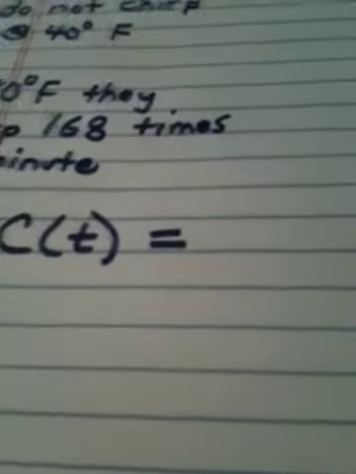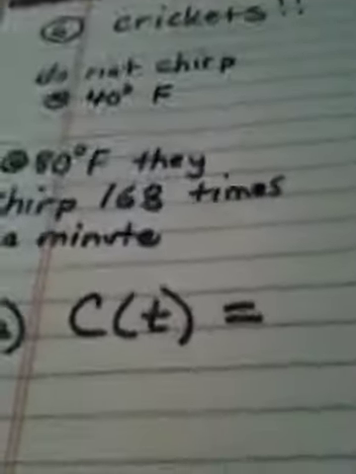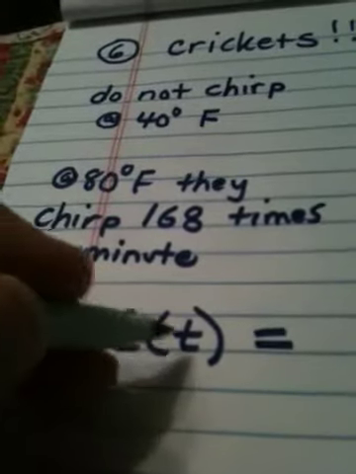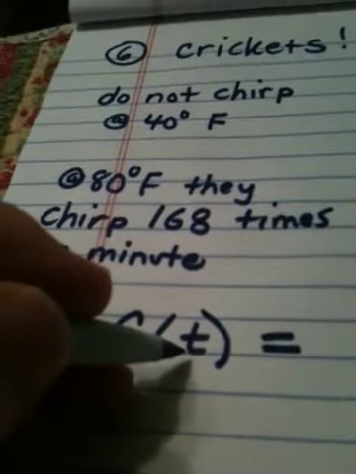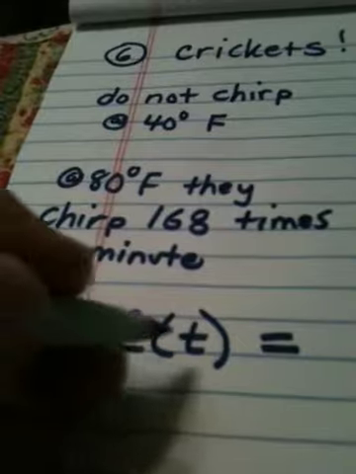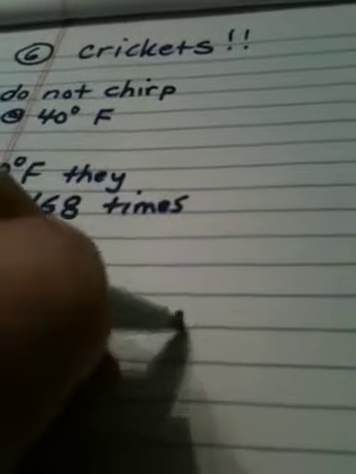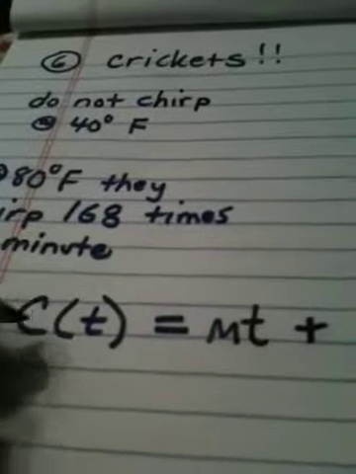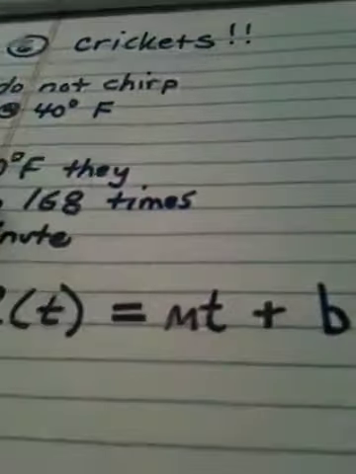Now, what we're asked to do in part A is to express the number of chirps as a function of temperature. Okay? Chirps as a function of temperature. So we're going to call that mT plus b. You got me? C of T equals mT plus b. Now here's my legend. Temperature goes in, chirps come out. Very important to use this legend.